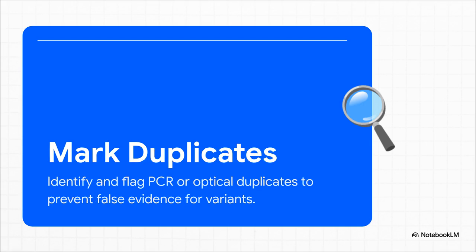Next up, we have to mark duplicates. See, back in the lab when the DNA is being prepped, there's a step called PCR amplification, where some bits of DNA can get copied over and over and over again. These aren't unique biological insights, they're just technical artifacts. So this step is all about finding those copies and flagging them so they don't mess up our results.